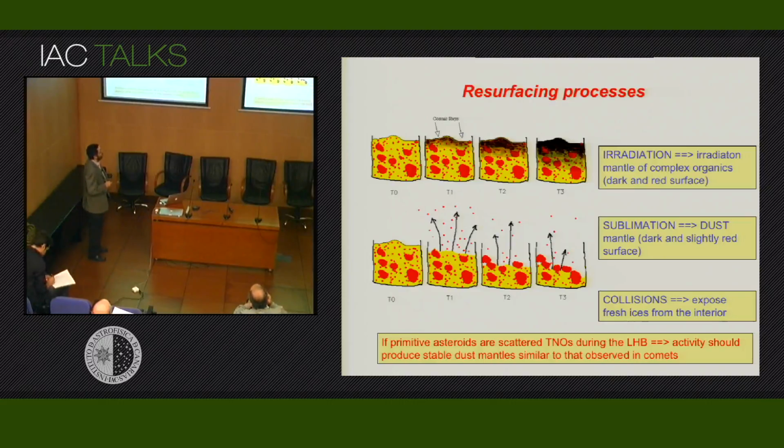Another process that also happens is collisions. If something collides with any of these mantles, it just destroys it and shows ices from below the mantle. So it's not surprising that comets and Trans-Neptunians that are long-lived in the inner planetary region, because a comet can activate easily at 5 AU, where the Trojans are, have developed a dust mantle, mainly of silicates, and some organics on them, right? And that is what we are observing.